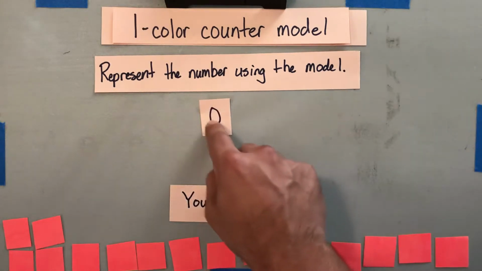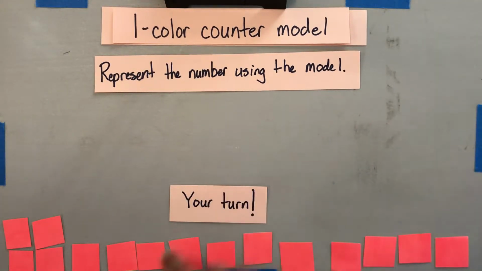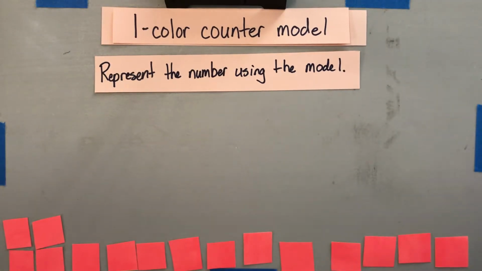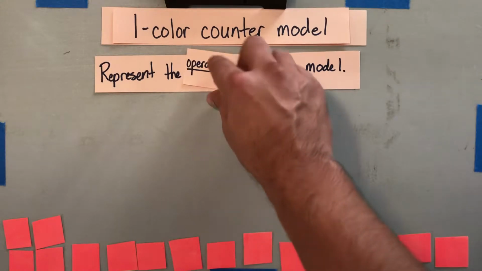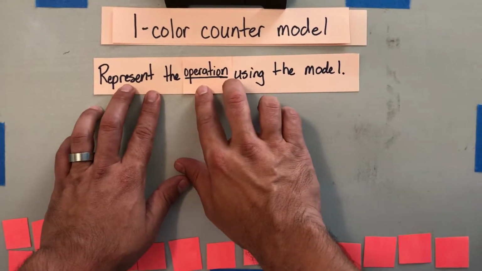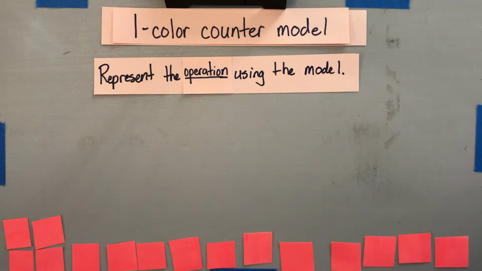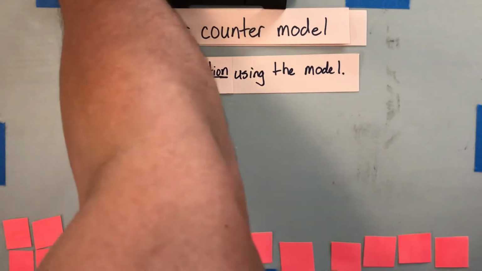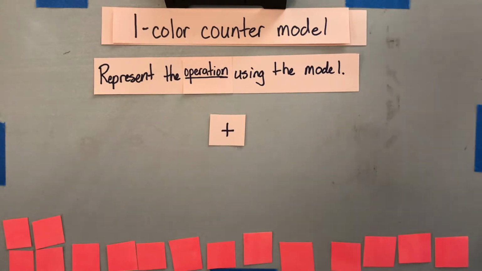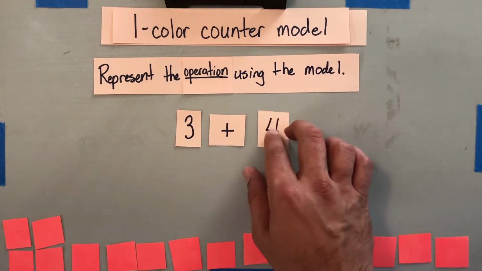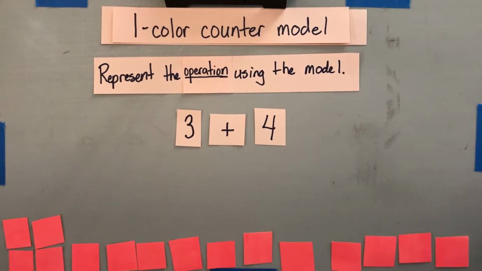Okay, so now that we have reviewed the pretty basic skill of representing numbers using a two-color counter model, what we would like to do is move on to modeling operations using two-colored counter models. So here's what we're going to do. We are going to add together a 3 and a 4. So how do we add using one color counters?